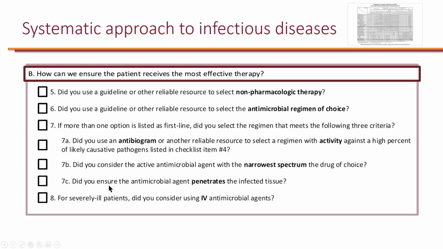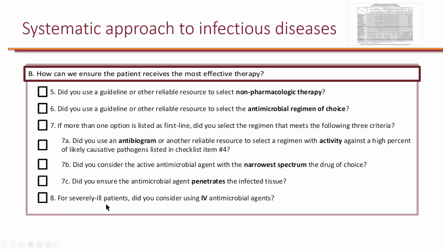And then the next thing is, did you use an antimicrobial agent that penetrates the infection tissue? So for example, if the infection is in the CSF, in the brain, you want to make sure that we choose an antibiotic that actually goes to the brain. It's not something that doesn't get to the site of infection. Or if it's in the lungs, in the respiratory tract, you want to make sure it's something that does go to the lung, as opposed to something that doesn't. And we'll again cover those throughout the course.